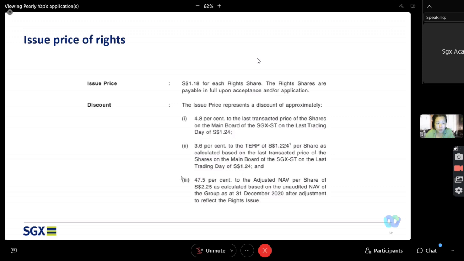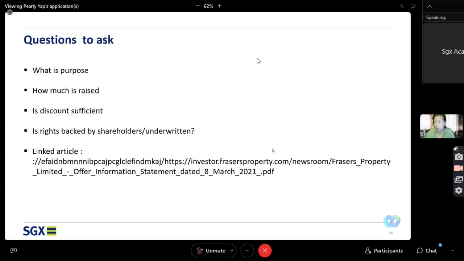Okay, so when I look at it superficially, these are the questions that I want to ask yourself. What is the purpose of them raising that money? You want to ask, how much is being raised? Is the discount sufficient? Is the rights backed by shareholders, or is it underwritten? So anyway, the prospectus is in this link page. You can go and look at it. But these are the simple questions that you want to ask.